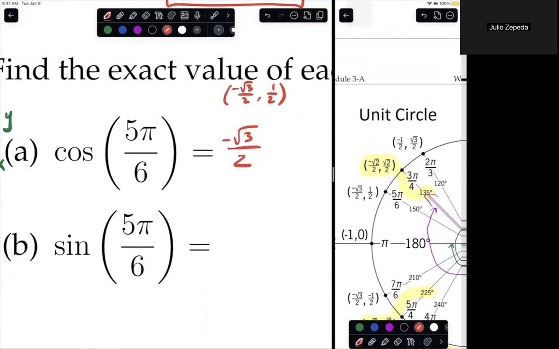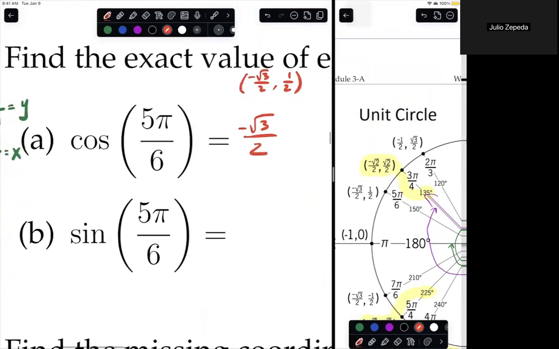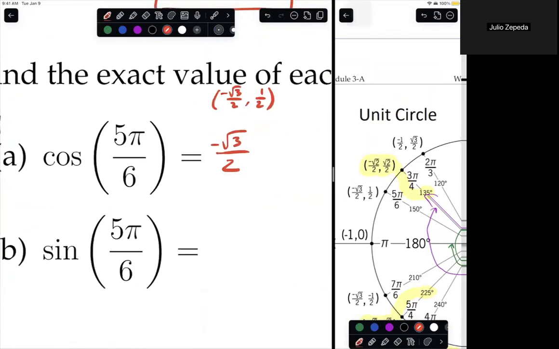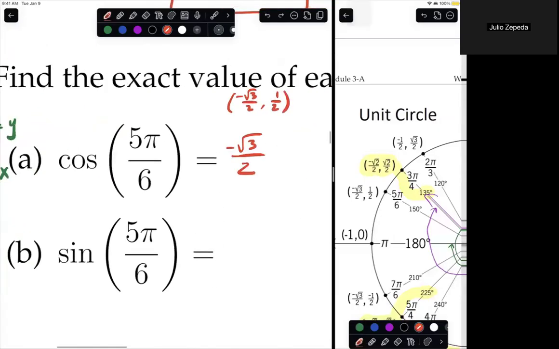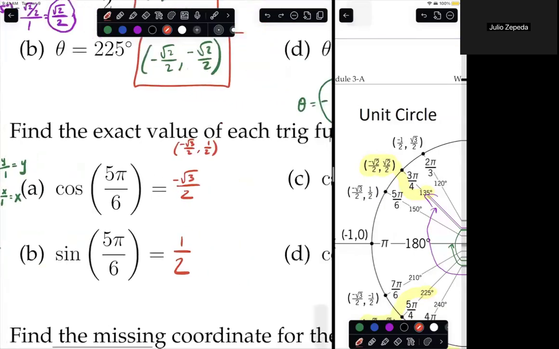Notice part B is actually the sine of the same angle. So the associated point is still the same one that I've written up above. The sine of an angle theta is just the y value. So the y value is 1/2. It's that value there. So there we go. Nice.